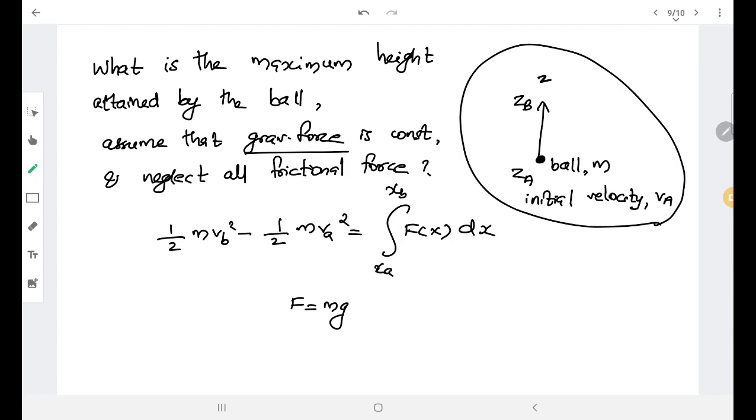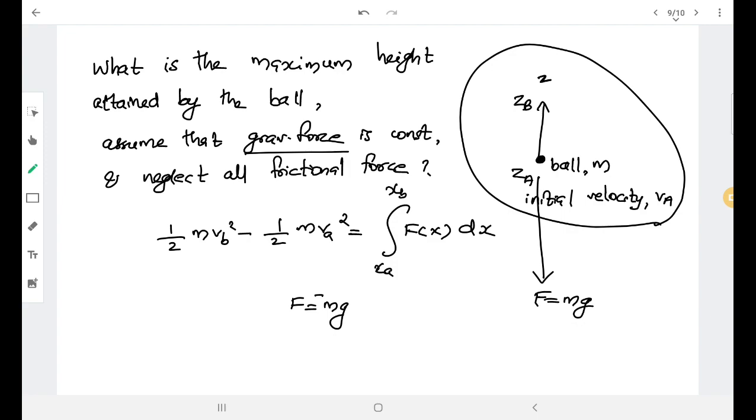If we are throwing a ball upwards, the gravitational force is acting downwards. F is equal to mg. If we take the upward direction as positive, we give a negative sign to this force, because it acts in the opposite direction, so the force is minus mg. Now we can simply put this in the general equation, integrate the LHS and RHS, and find the maximum height.